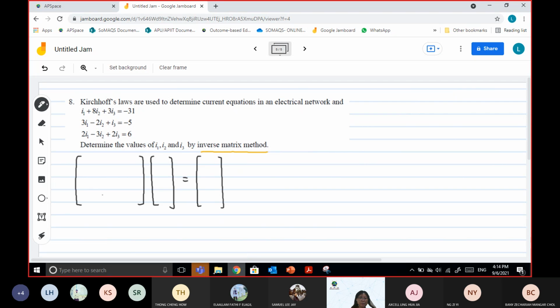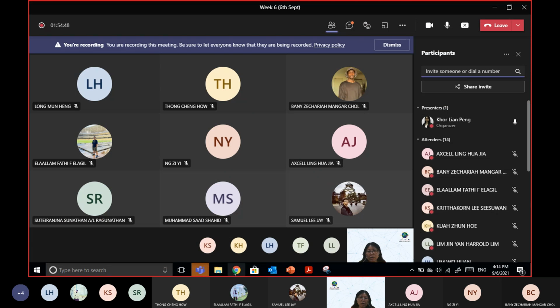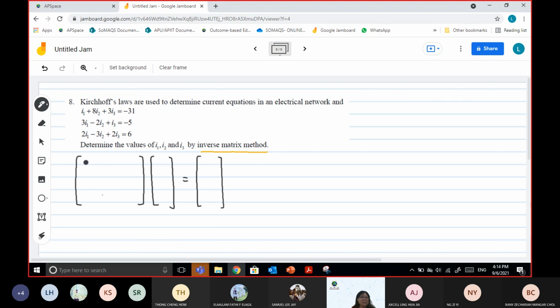Before I start, can I have students tell me, Kritakon, what is the first row of the matrix? Kritakon, are you here? Yes. So 1, positive 8, 3. Second row? 3, negative 2, positive 1. Third row? 2, negative 3, positive 2. Second matrix? I1, I2, I3. And the third? Negative 31, negative 5, 6. Okay, correct. That's how we write it.